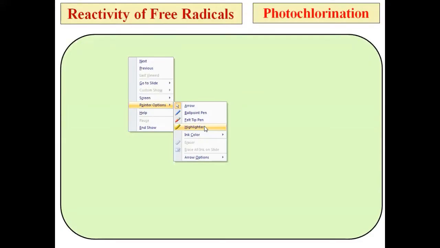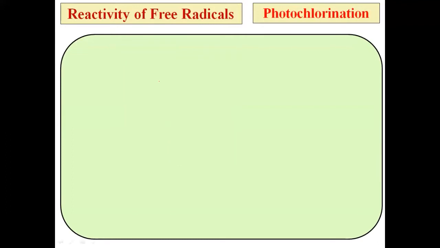We have studied the introduction, and also the structure, generation, and stability of the free radical. Let us see the last point, the reactivity of free radical. Actually, we have to study some chemical reactions of that free radical, some important reactions. Suppose the first one is photochlorination.